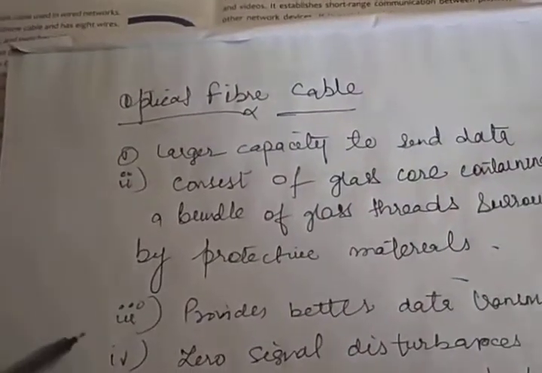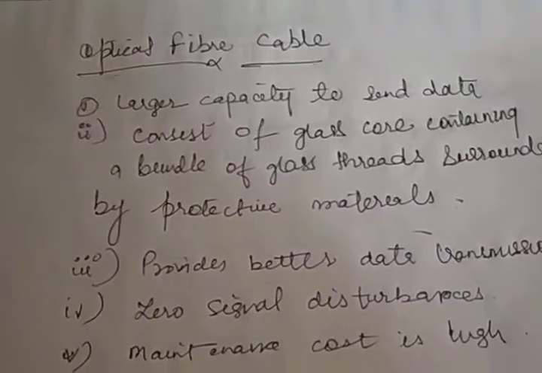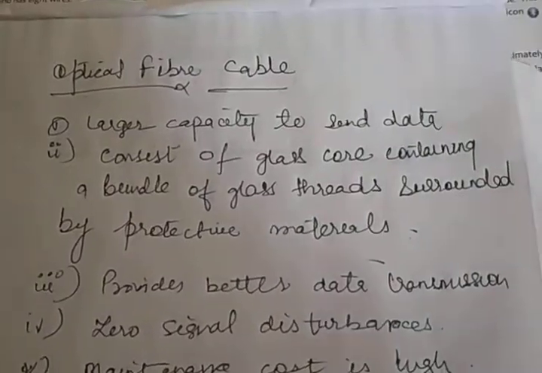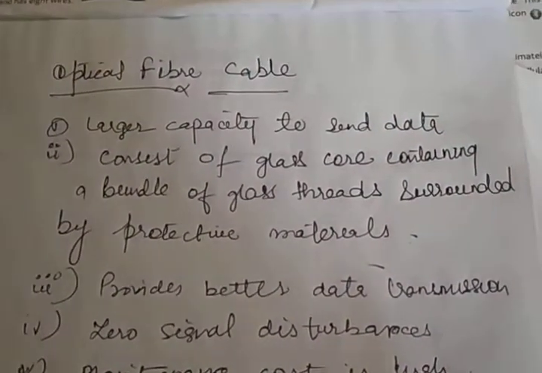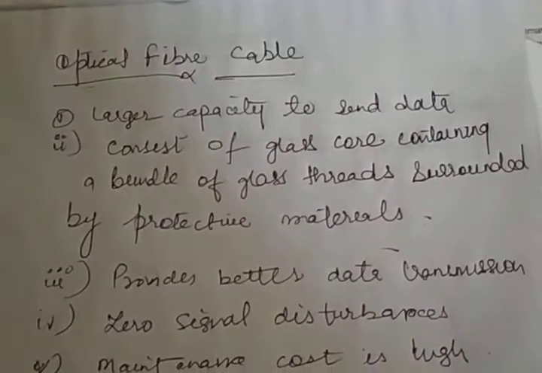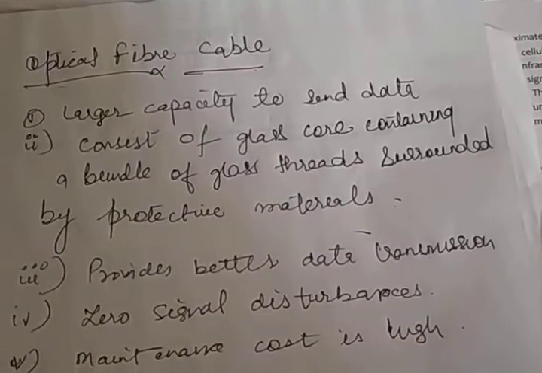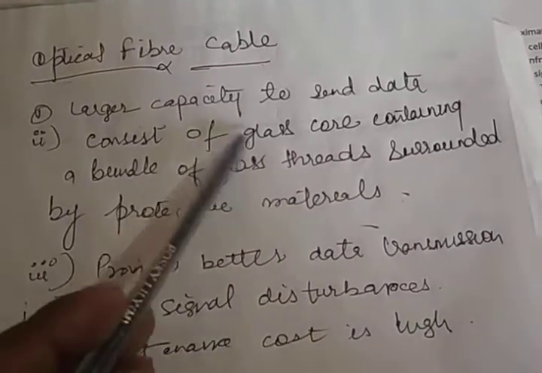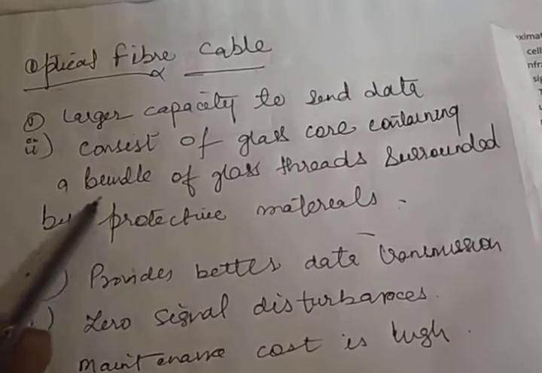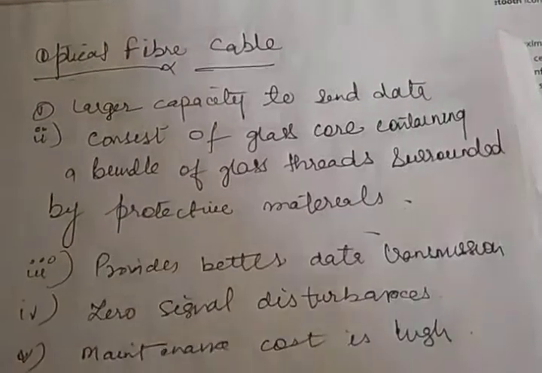Now the third one is the optical fiber cable, which is very efficient as compared to Ethernet cable and coaxial cable in respect of data transmission. It supports larger capacity for the transmission of data, and it consists of a central glass core. ठीक है. इसके सेंट्रल में एक ग्लास कोर होता है जो चारों तरफ से ग्लास वायर से, तार से, केबल से घिरा हुआ होता है.